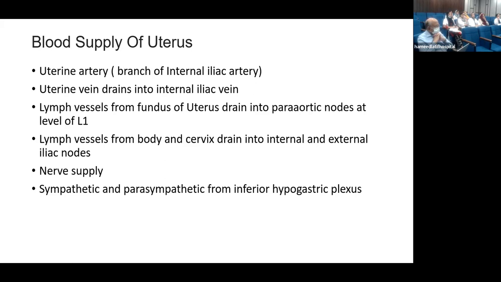The lymphatic supply of the uterus is divided into two parts. The fundus of the uterus drains into the para-aortic nodes, and the body and the cervix drain into the internal and external iliac nodes. And the sympathetic and parasympathetic fibers from the inferior hypogastric plexus are the nerve supply.